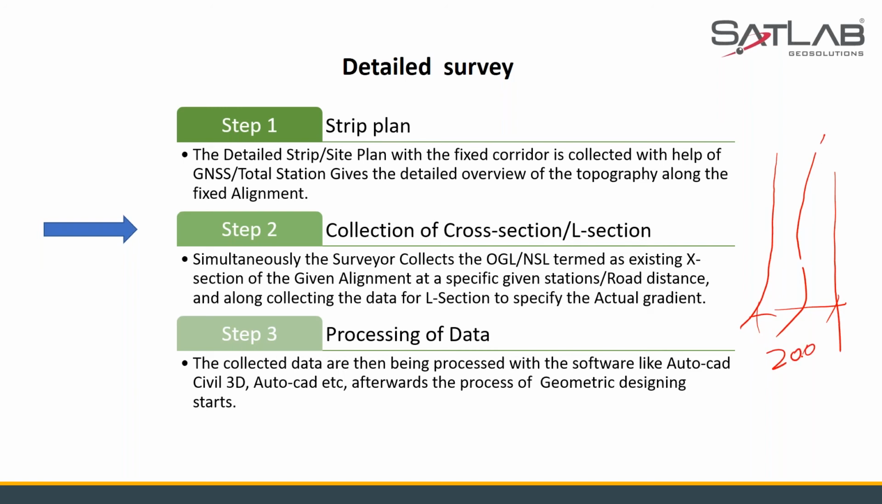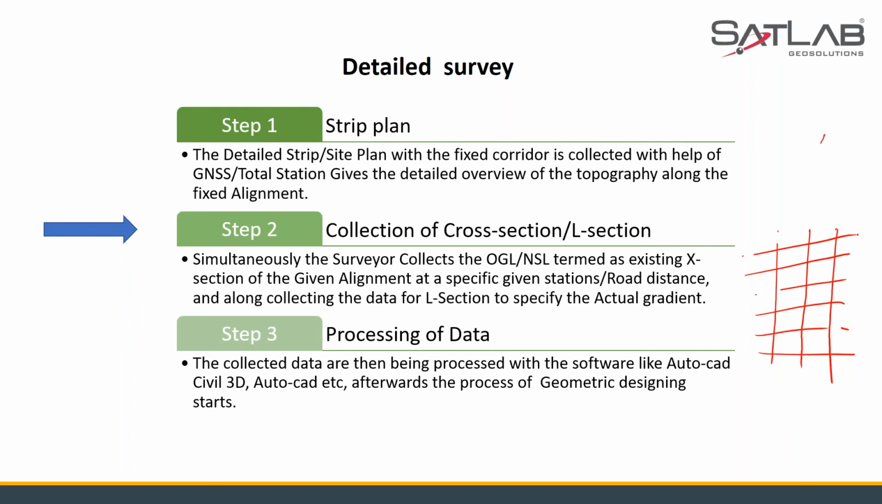I guess 4 or 5 years back, total stations were more prominent, and these kinds of surveys were done with the total station only. But now GNSS technology has increased immensely, and you can do a precise survey with GNSS equipment. So what exactly is the corridor? Say, for example, this is my alignment, this is the left side, this is the right side, and this is the whole corridor, say 200 meters. So my corridor is 100 meters left, 100 meters right.